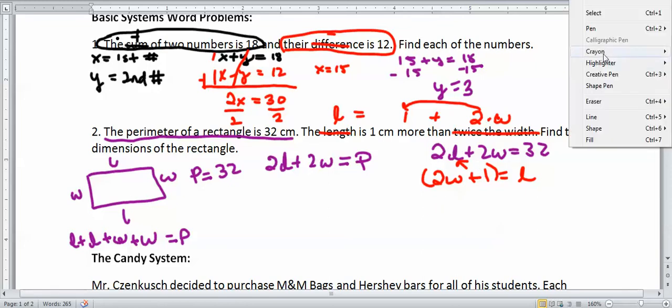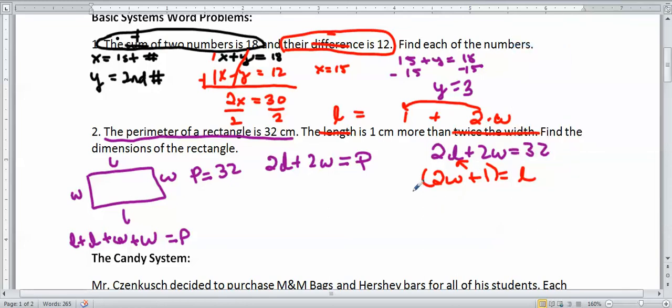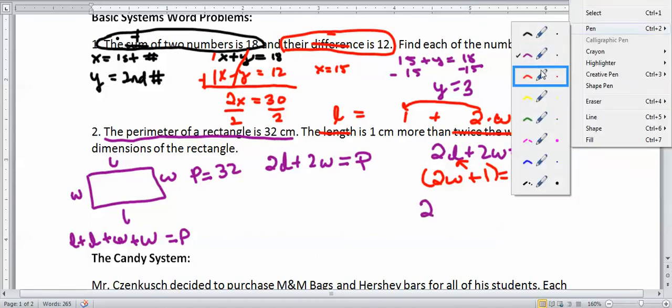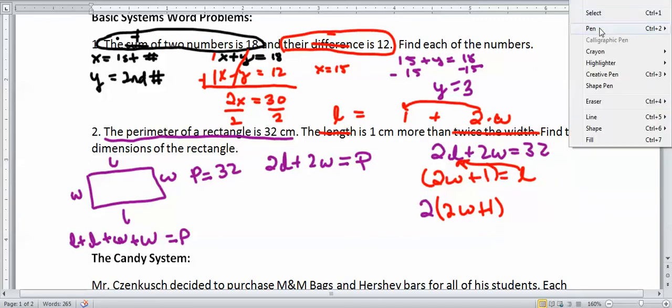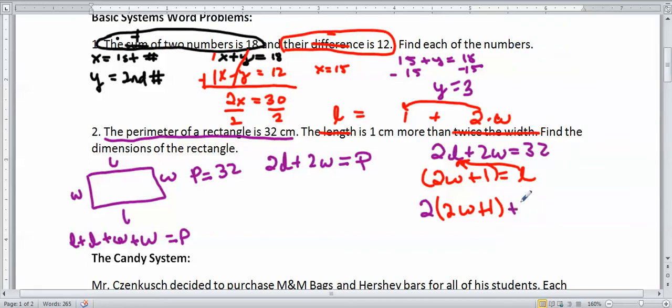So I've got 2L, and remember I'm replacing L with this red L. So I'm going to replace it with everything in here. So 2 times 2w plus 1, because this L is replacing this L, right? L is equal to 2w plus 1, so I can replace that entire thing. Okay, so plus 2w equals 32. So here's my substitution, and now all I have to do is do what we've done since the beginning of the semester and solve for w.